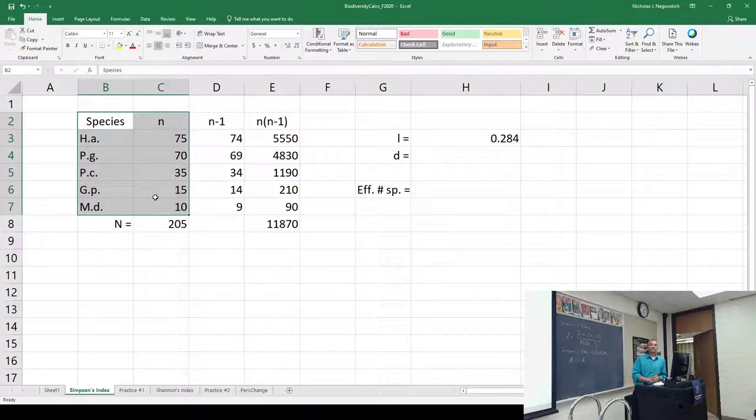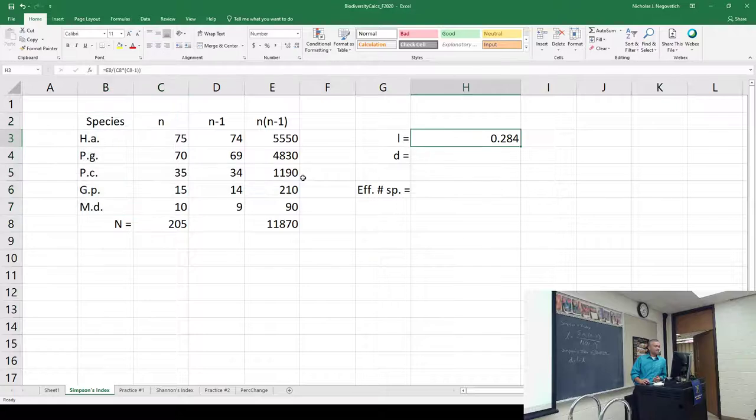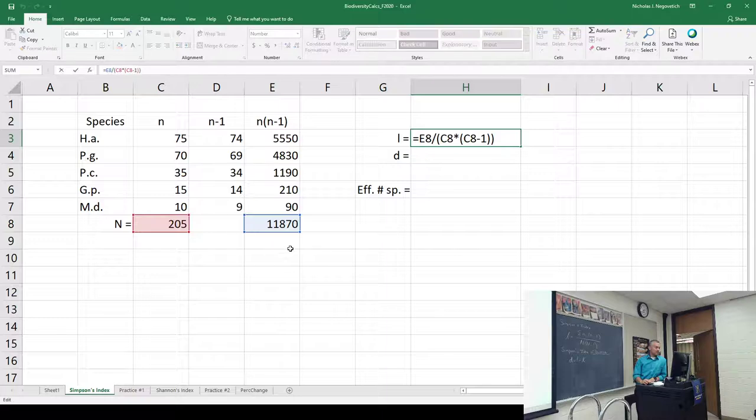What was the equation for L? So the equation for L is this up here. So we have this sum of n_i times n_i minus 1. All right. So what I'm going to do is do that value. So I hit equals that. Get up here. So that's one cell that's highlighted. And then I'm going to divide it by this value times this value minus 1.